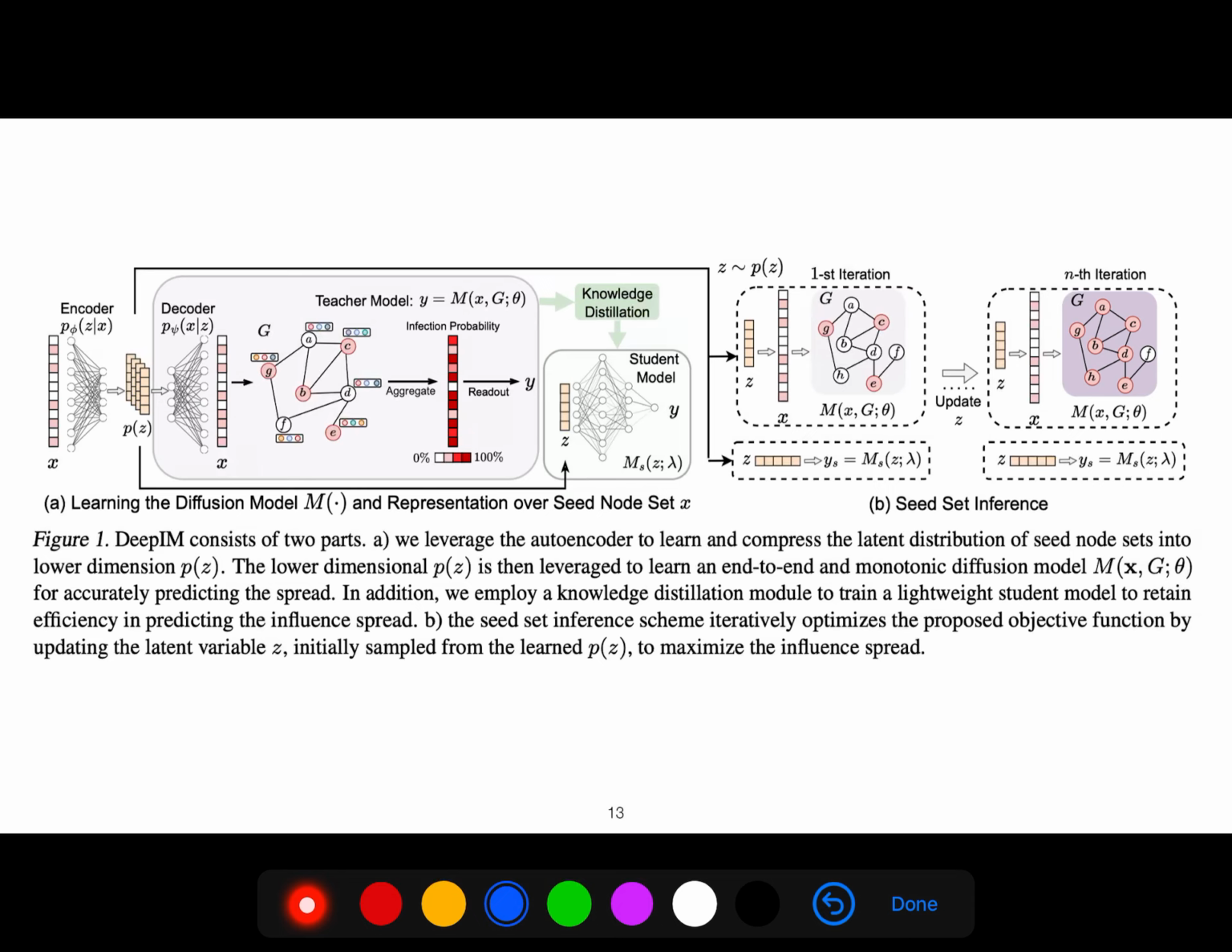predicting the influence spread. The seed set inference scheme iteratively optimizes the proposed objective function by updating the latent variable z, initially sampled from the learned P to maximize the influence spread. And then we have a knowledge distillation here. That is the learning part. So this is the inference part.